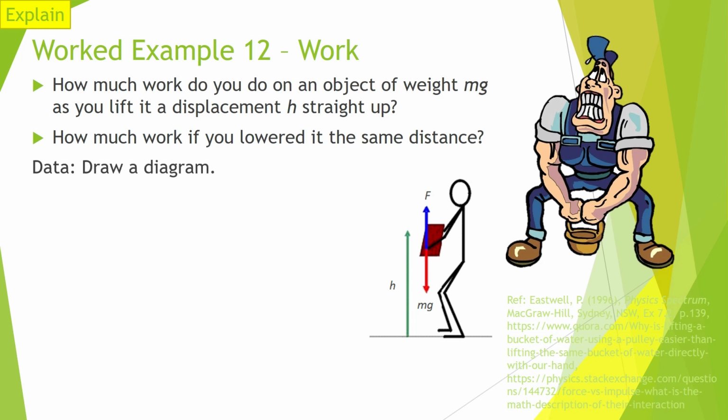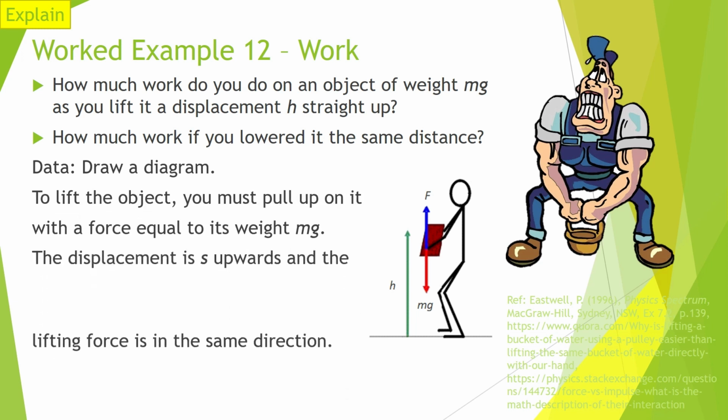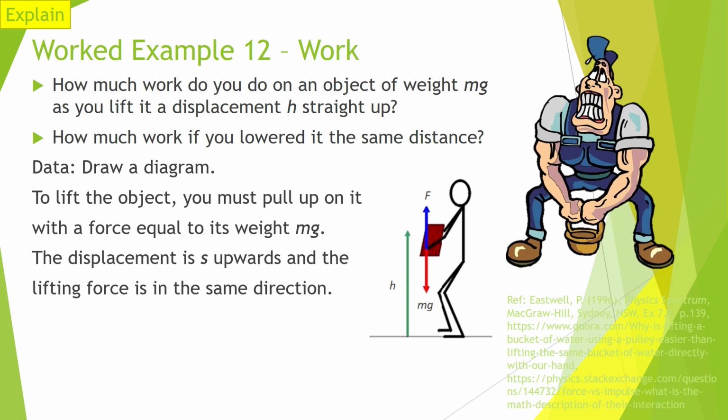First step, draw a diagram, which I've done. To lift the object, you must pull on it with a force equal to its weight. The displacement upwards, s, and the lifting force are in the same direction. So work, W, equals Fs cos theta, with theta in this case being 0.